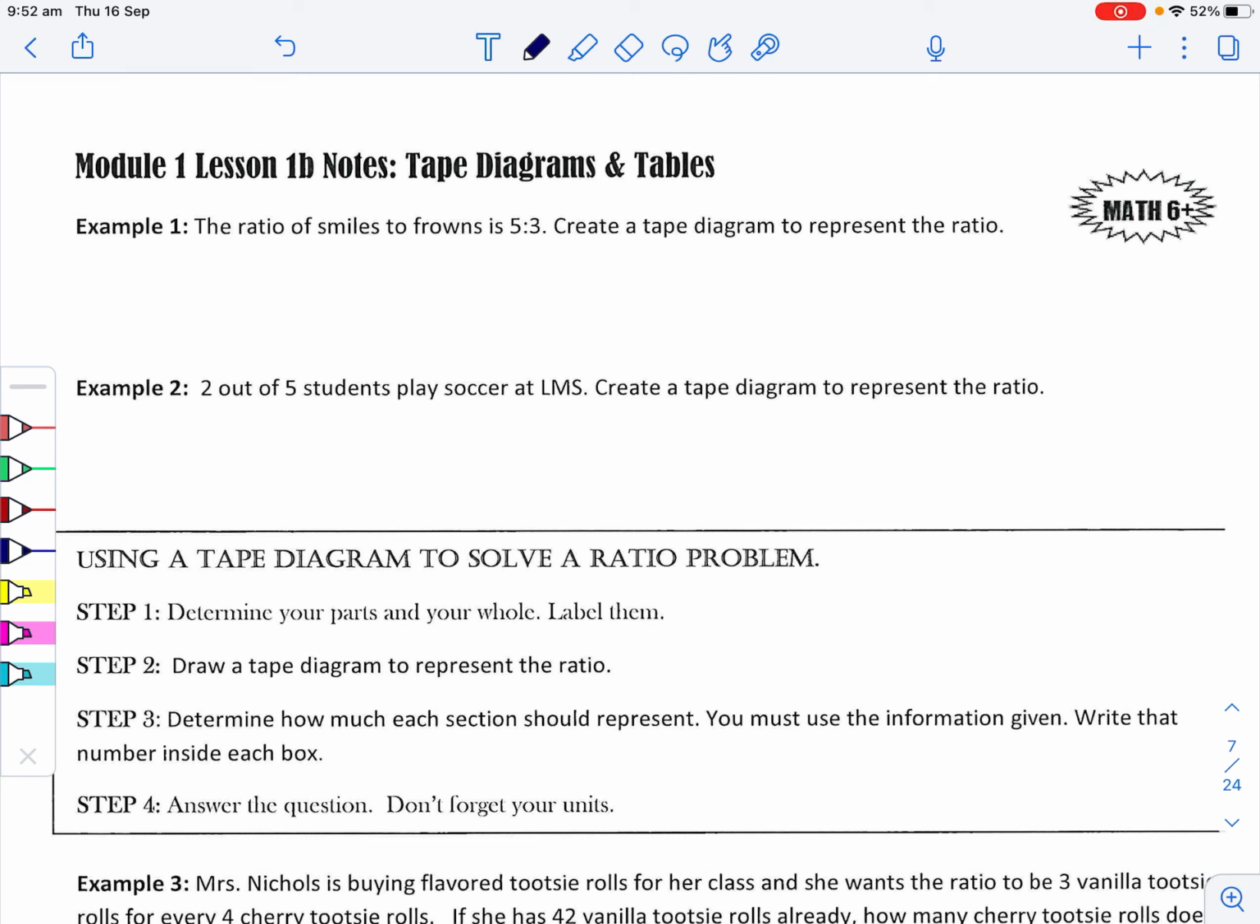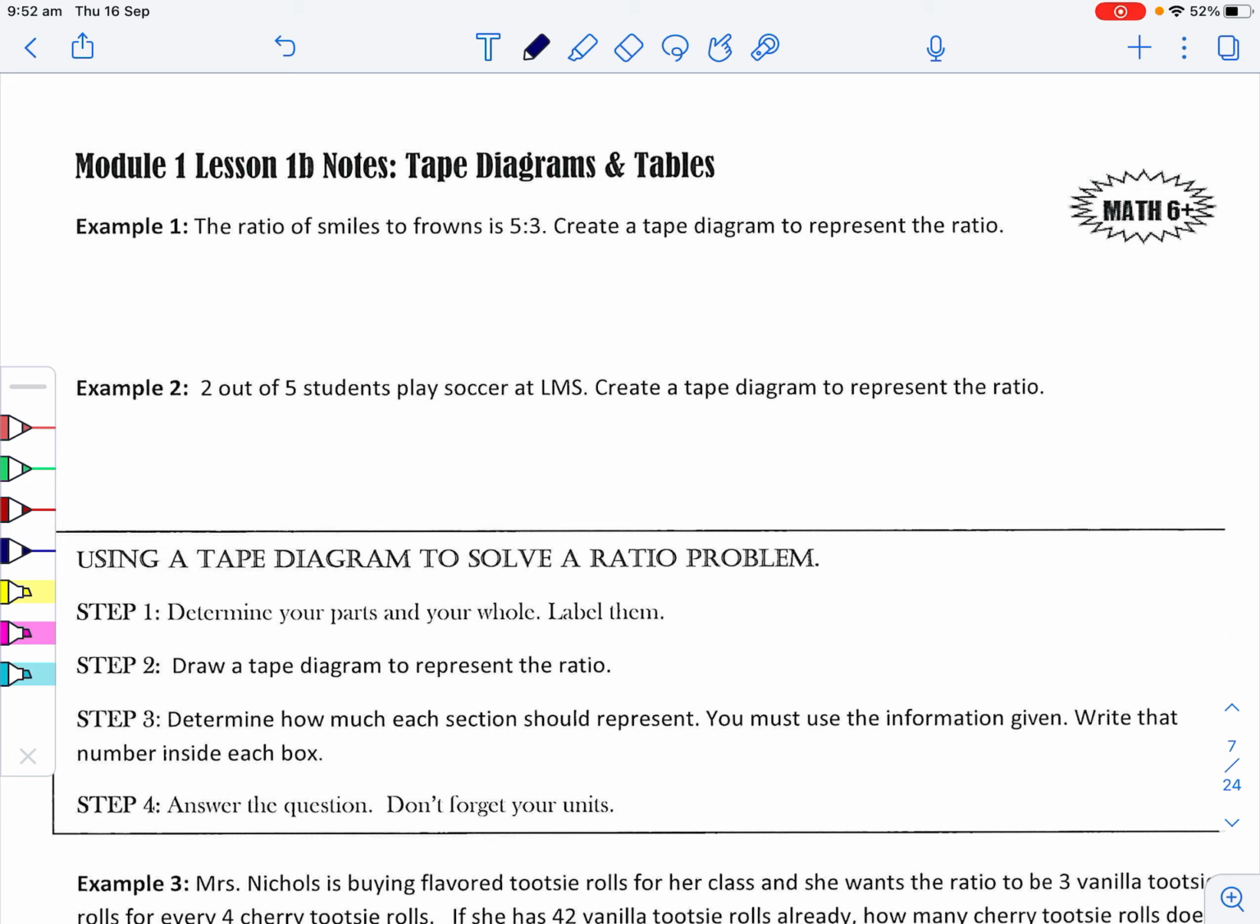Hey everyone, today we are going to continue our discussion about ratios, and we are going to start using tape diagrams and tables to help us solve ratio problems. So in these first two examples, we are going to create a tape diagram. We're going to do one of each, part to part and part to whole.